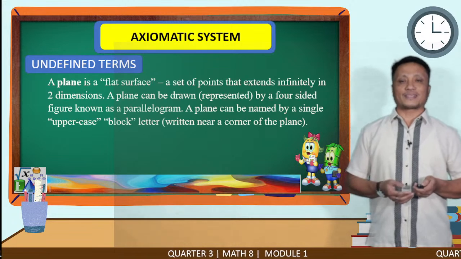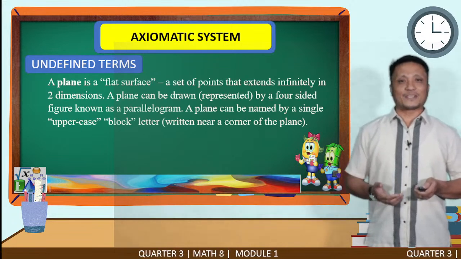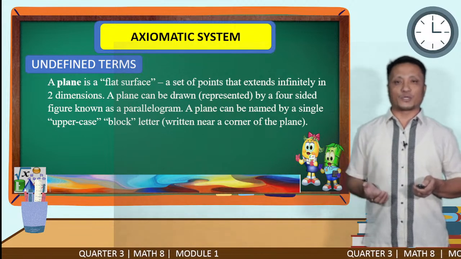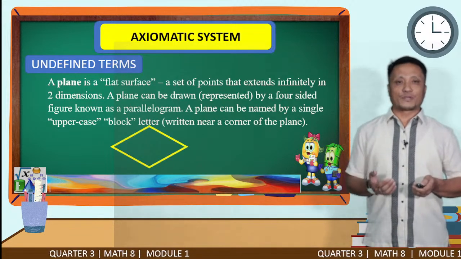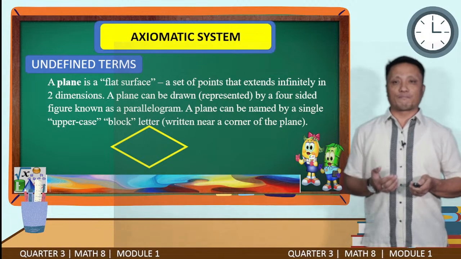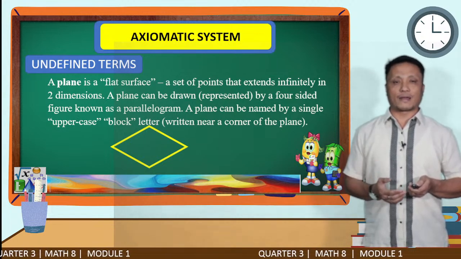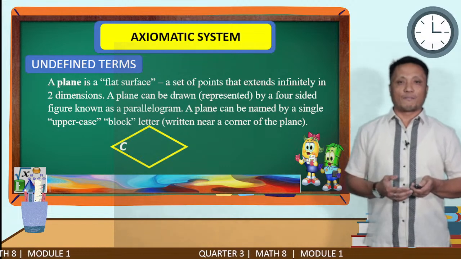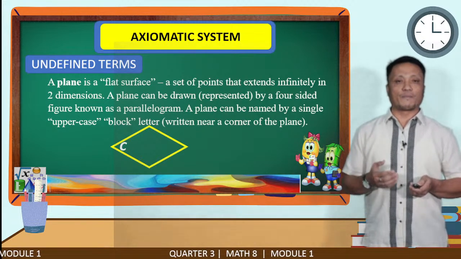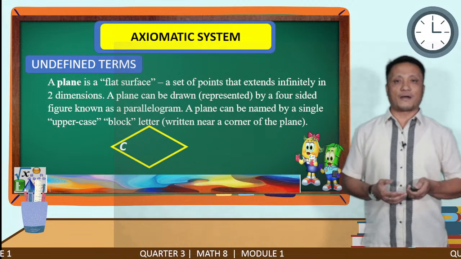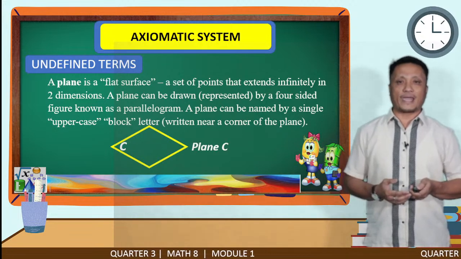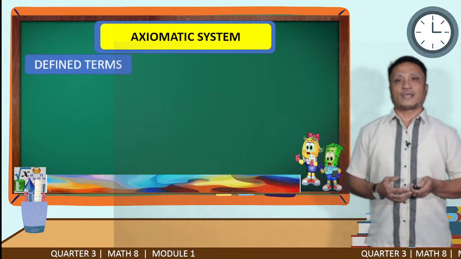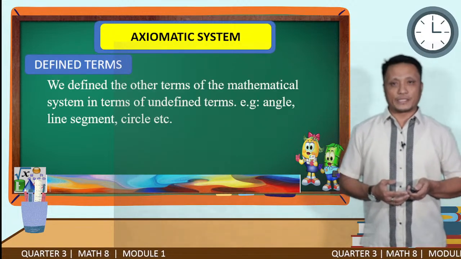Very good. Next, plane. A plane is a flat surface, a set of points that extends infinitely in two dimensions. A plane can be represented by a four-sided figure known as a parallelogram. A plane can be named by a single uppercase letter written near a corner of the plane. In this diagram, we call this plane C. Are you following, class? Okay, let's move on to defined terms.